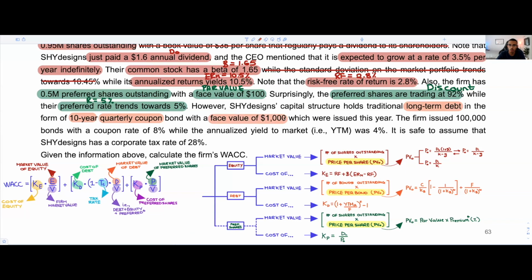And they were issued this year. So there's a lot of stuff, okay? Well, let's make sense of this. The reason why this is important is because we have 10-year quarterly coupon bonds that were issued this year. So they weren't issued 10 years ago or 5 years ago or 3 years ago, they were issued now. The reason why that's important is because when we calculate our N, we will know that N is equal to the amount of years multiplied by the frequency. And the frequency stands for the number of payments within a year.